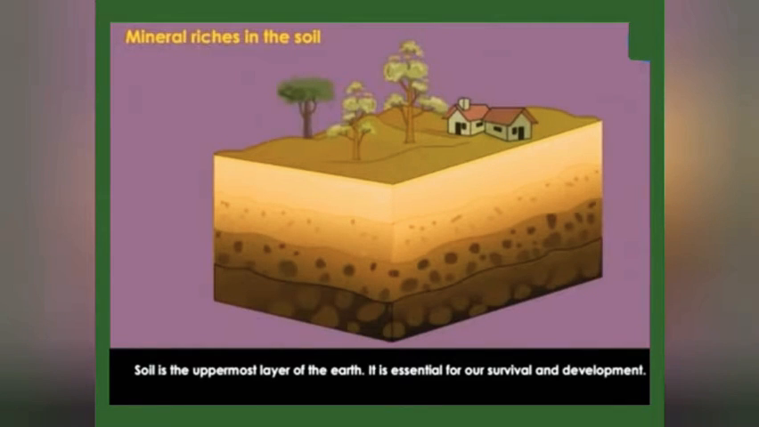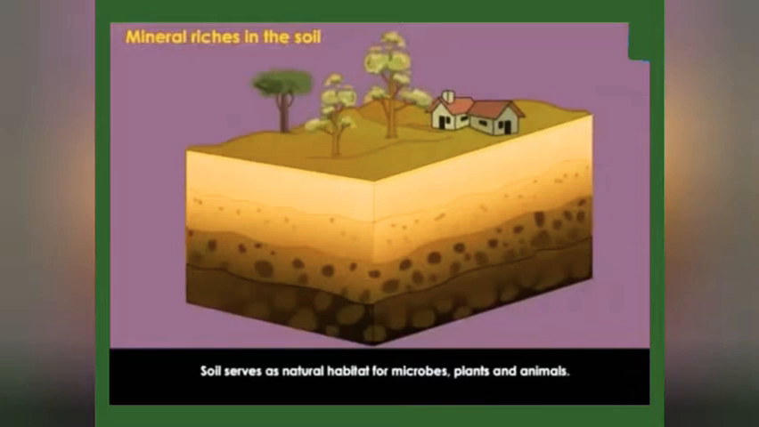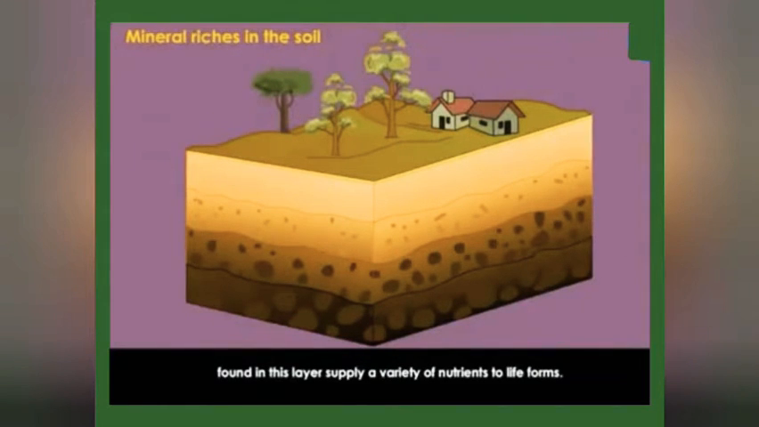Soil is the uppermost layer of the earth. It is essential for our survival and development. Soil serves as a natural habitat for microbes, plants, and animals. The outermost layer of our earth is called the crust, and the minerals found in this layer supply a variety of nutrients to life forms.